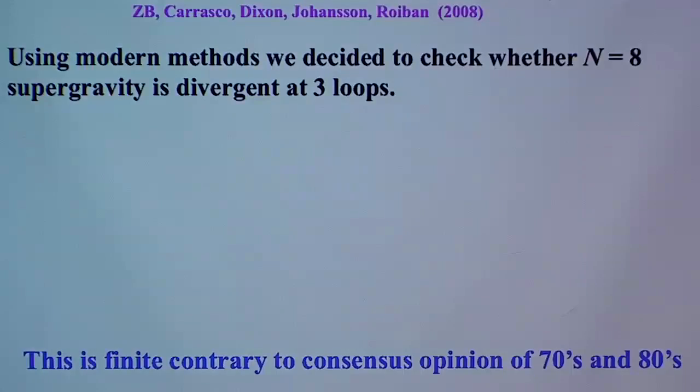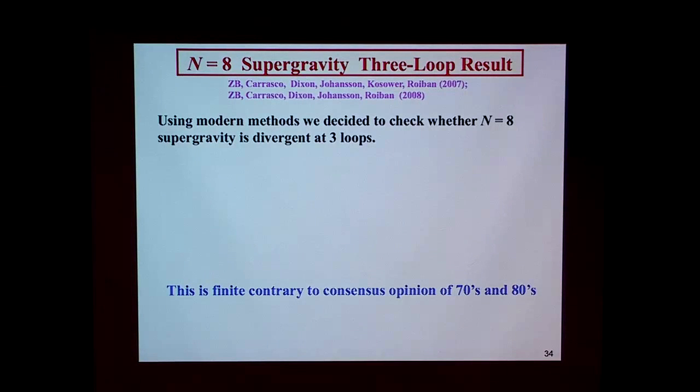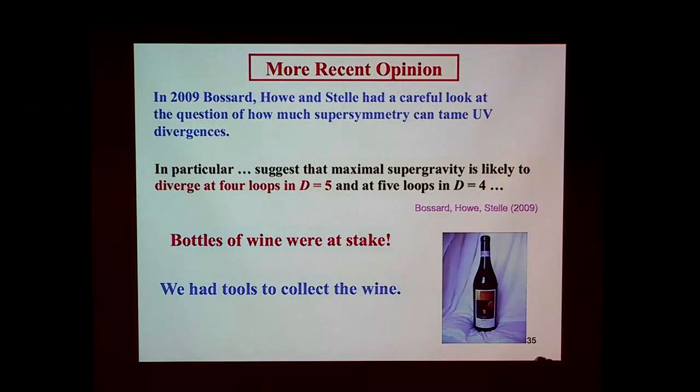And anyway, back in 2007, we were pretty sure that what people said back in the 80s couldn't be correct. So we just did the calculation. And the answer is it's finite, contrary to what people had said in the 80s. Now, when you do a calculation like that, you probably know what's going to happen. People will say, oh, that's a great calculation you did, but you know you're going to have trouble at the next loop order. And indeed, that's what happened.